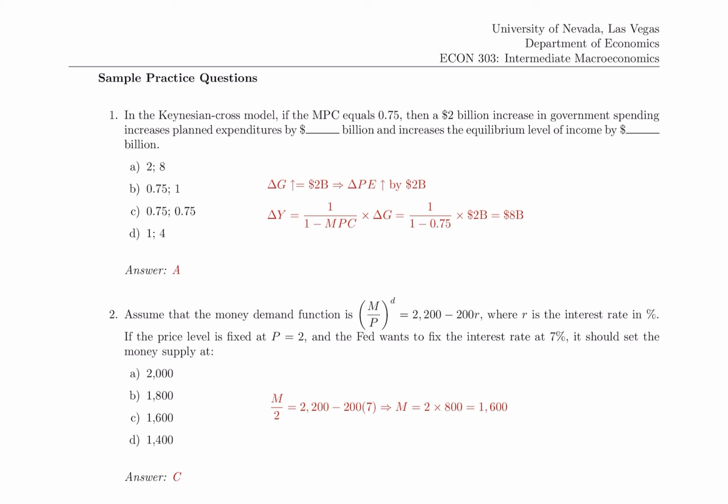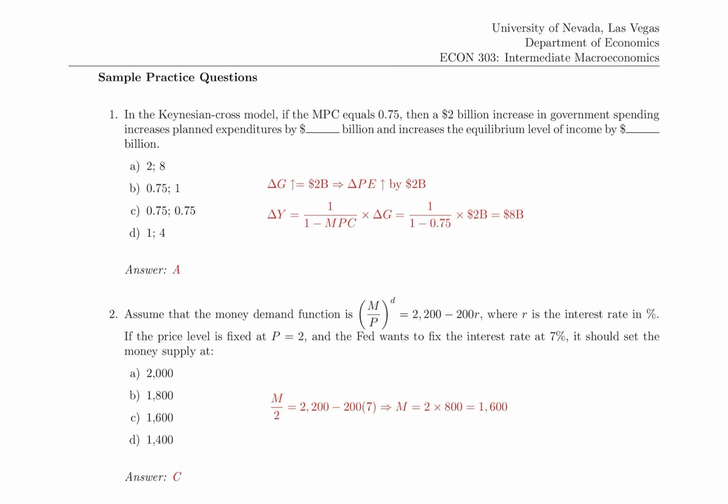Question number 1. We are given MPC equals 0.75 and delta G equals 2. Step 1. Increase in planned expenditure. Because government spending increases by $2 billion, planned expenditure also increases by $2 billion. Step 2. Change in income or output. Applying the spending multiplier, delta Y equals 1 over 1 minus MPC times delta G. After plugging in the numbers, we get delta Y equals $8 billion. The answer is A, 2 and 8. Planned expenditures increase by $2 billion and income increases by $8 billion.